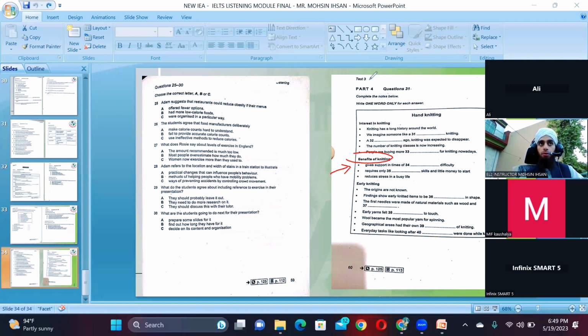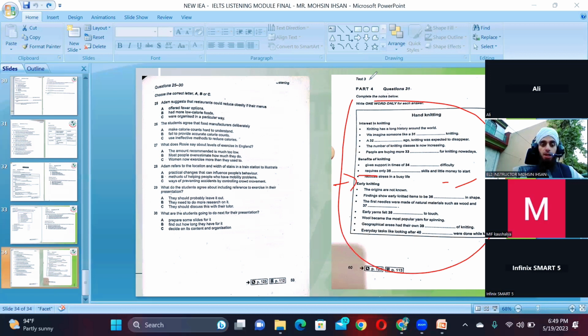Actually, to have a realistic approach, it takes a lot of time, but I think it also seems very difficult. Now, here the option would be 'seems sometimes difficult', right? Seems, sometimes, difficulty, right? Now, this is how you are going to tackle it. Requires only blank skills and little money to start.